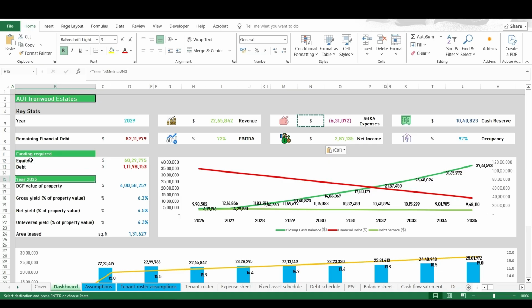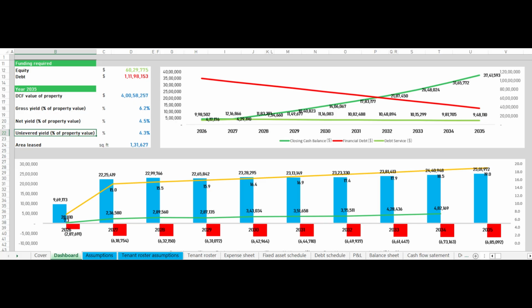Then we have year 2035 details. We have some metrics such as the DCF value of property, the gross yield that we have generated in the year 2035, the net yield and the unlevered yield, and also the area that has been leased in terms of square feet.